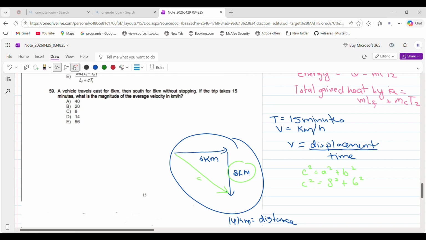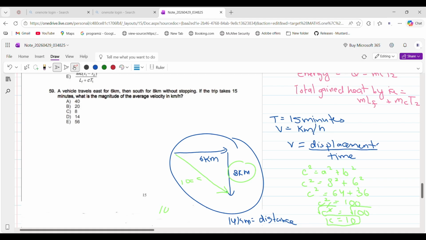Okay, we have to basically find this. So c square is equal to 8 square, 8 into 8 is 64, and 6 into 6 is 36. After adding these both, 64 plus 36 is 100. So basically we just have to find c, not c square. So taking the under root on both sides, c is equal to under root of 100, which is basically 10, because 10 into 10 is 100, right? So now our c is 10.